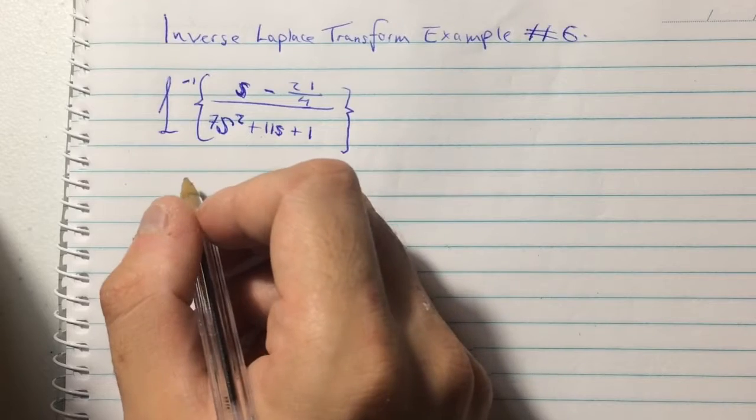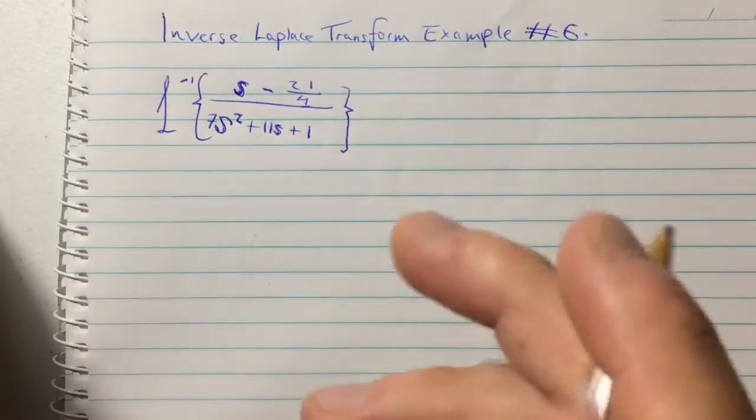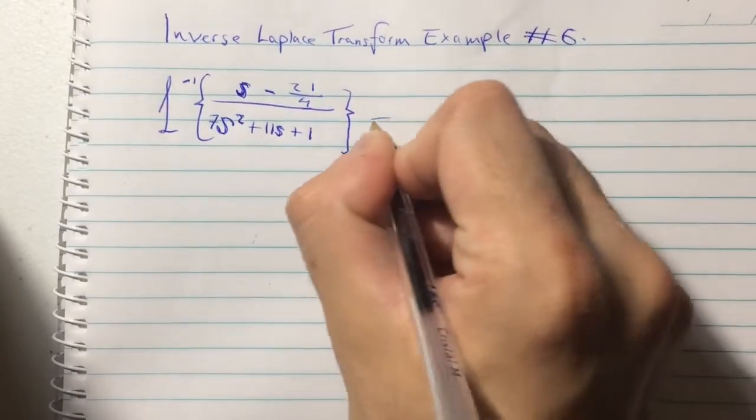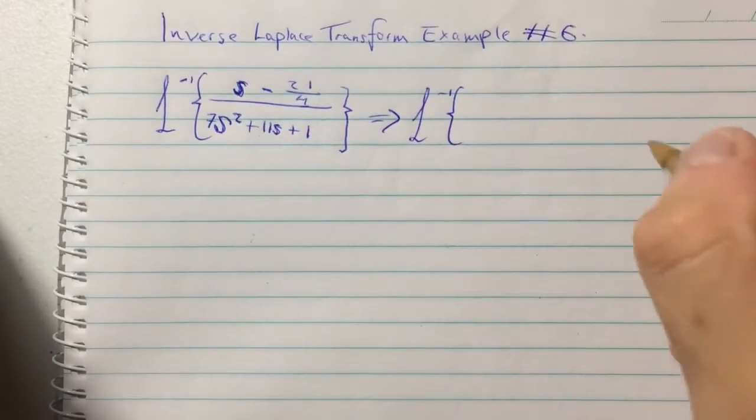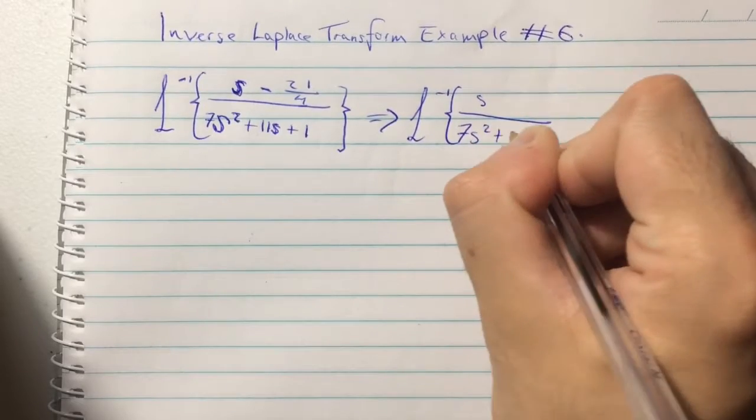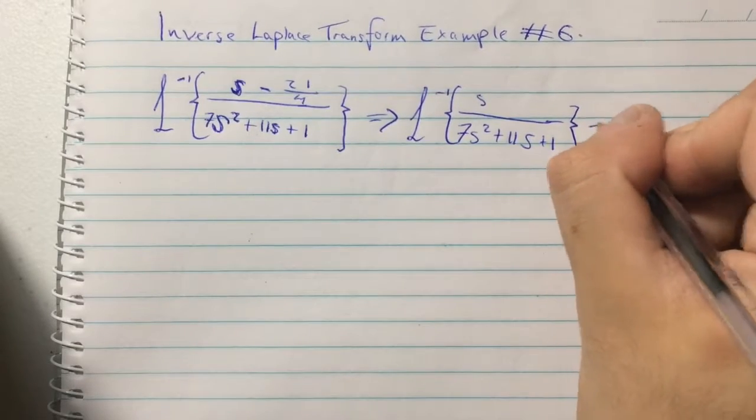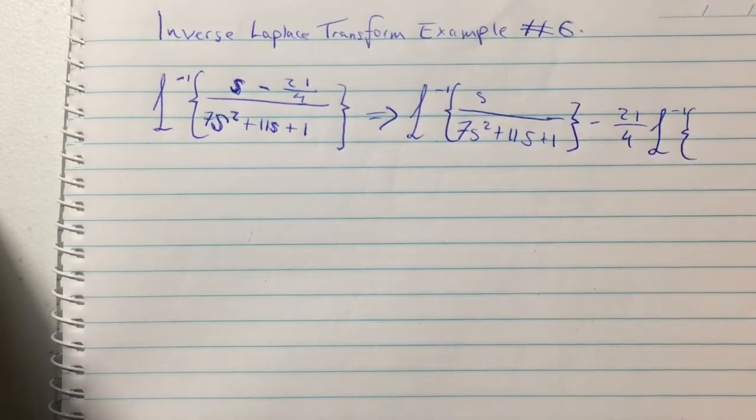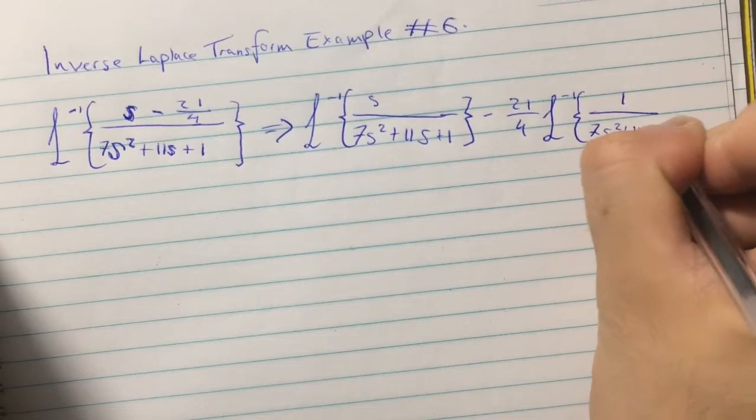So let's do it. We're doing the inverse Laplace of (s minus 21 over 4) all over (7s squared plus 11s plus 1). So I'm going to split the fraction first. This can be rewritten as the inverse Laplace transform of s over 7s squared plus 11s plus 1, and then minus 21 over 4 multiplied by the inverse Laplace transform of 1 over 7s squared plus 11s plus 1.